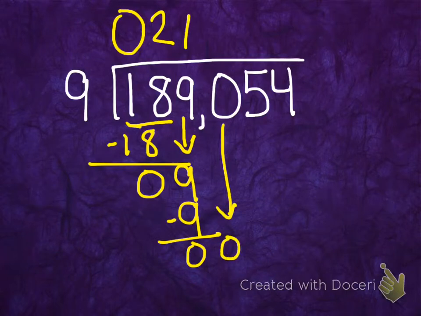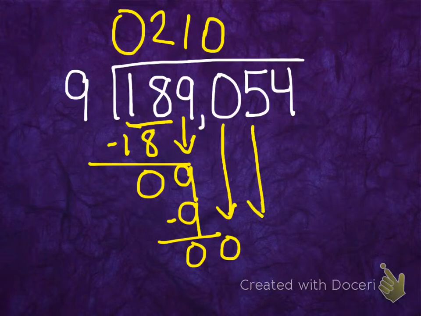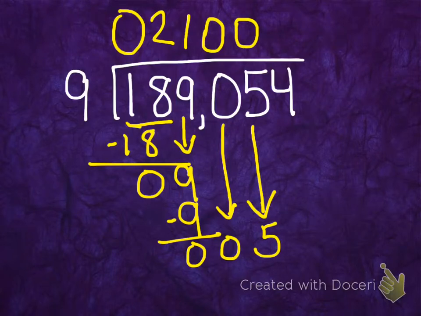If I have nothing, can I put it into groups of 9? No, I don't have anything to put into groups of 9. So remember, if you say no, you must put a 0 above it. The next step is to drop down your next number, which is a 5. If I have 5 apples, can I put those into groups of 9? No, you don't have enough. So remember, if you say no, that means put a 0 above it.